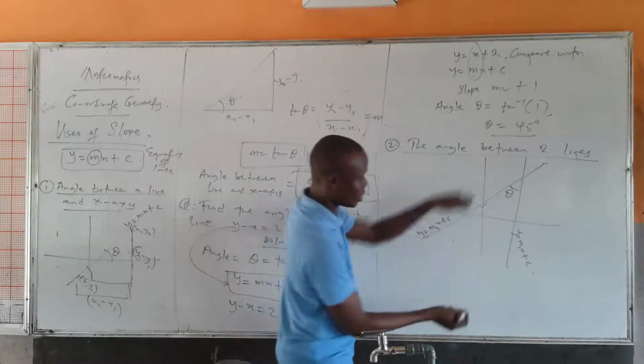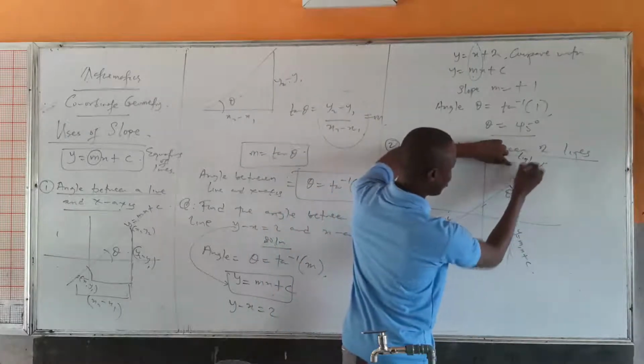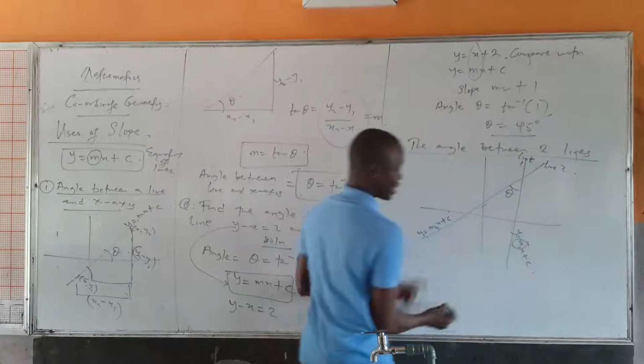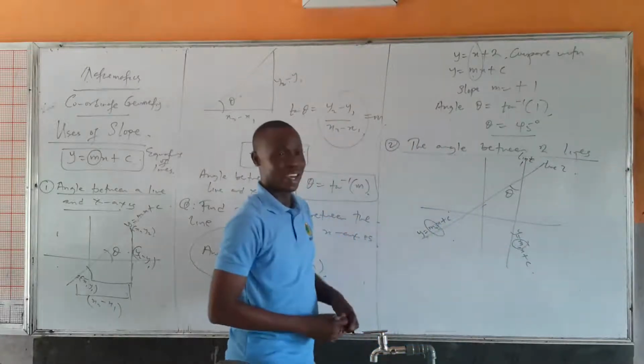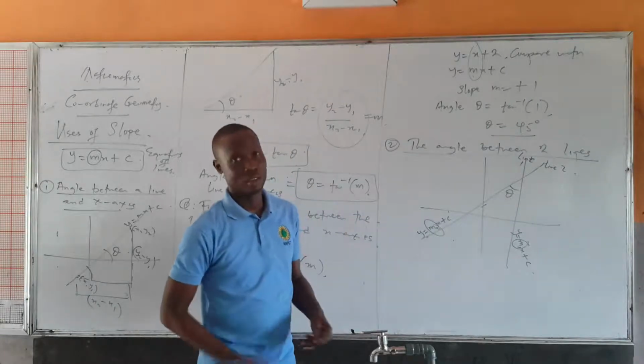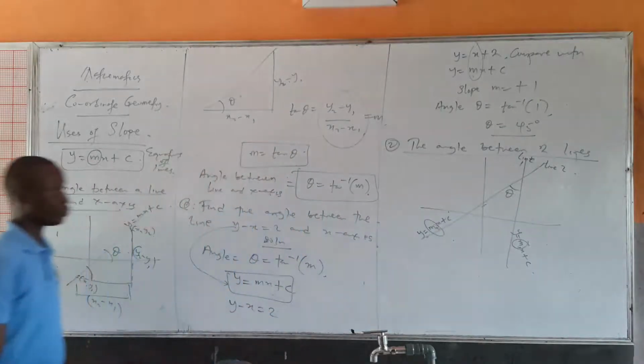We have two lines. This is the first line, line 1, and this is line 2. Now the slope of the first line and the slope of the second line can be used to determine the angle in between the two lines. I'll show you how this is being done.